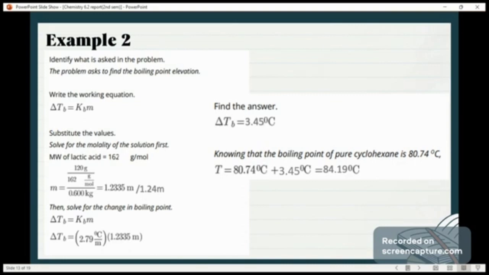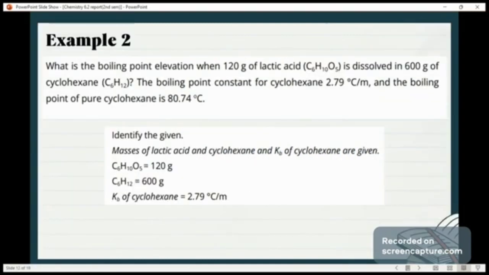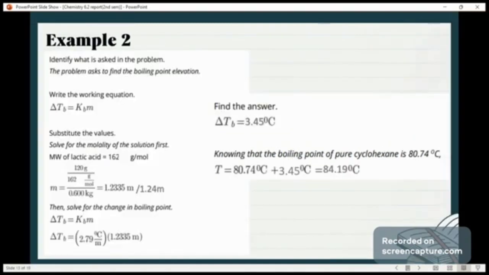Then after we get the molality of the solution, we can answer the working equation, which is ΔTb = Kb × m. So we have to substitute the values. Kb here is 2.79, and we have the molal solution here, 1.24 m. So we have to cancel m and m here, so we get degrees Celsius. So this is the answer that we have to come up with, 3.45 degrees Celsius.